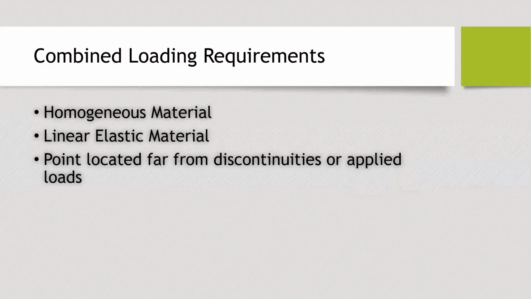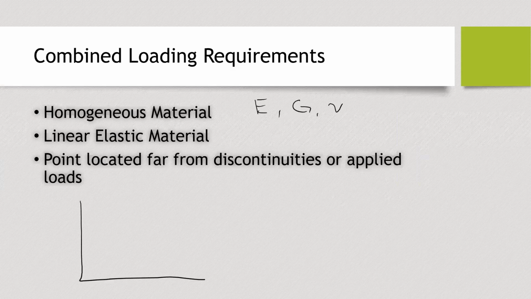So when we do this, there are some important things that must be true in order for us to be able to do this. One of those is that our material must be homogeneous. So that means that E, G, Poisson ratio, all of these moduli or material properties have to be consistent throughout the material and regardless of the direction. It has to be linear elastic.